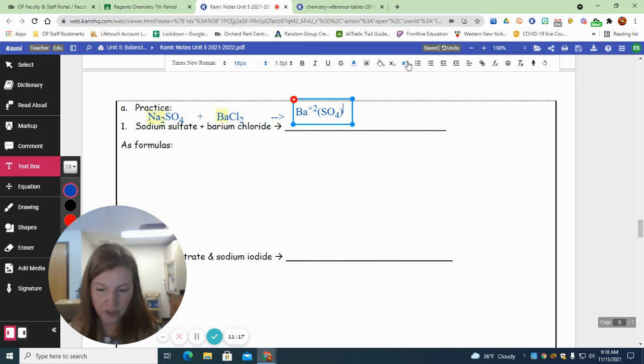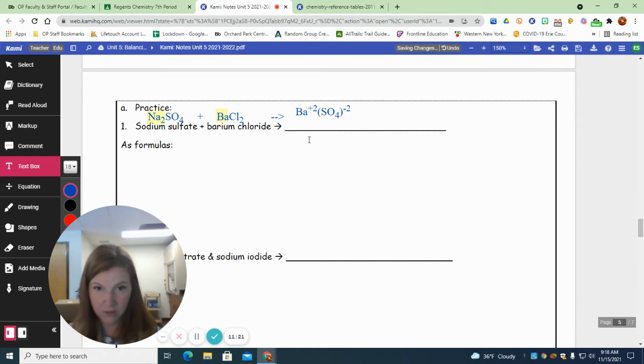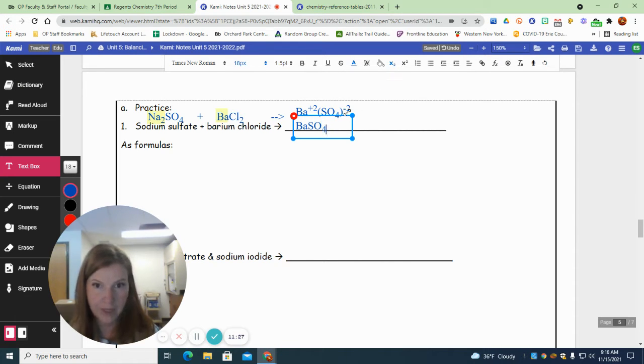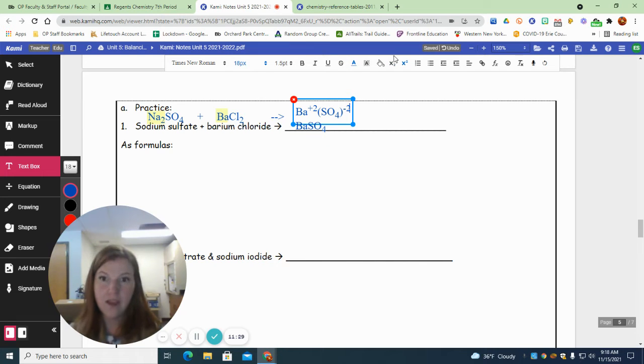When I look up its charge, it's a -2. So do I need to add any subscripts to this? No, because they cancel out. So this would be BaSO4. Okay.